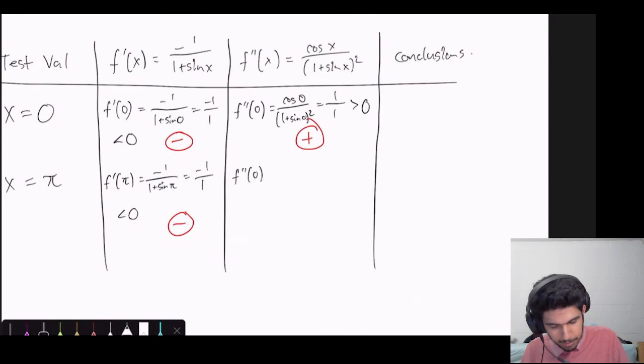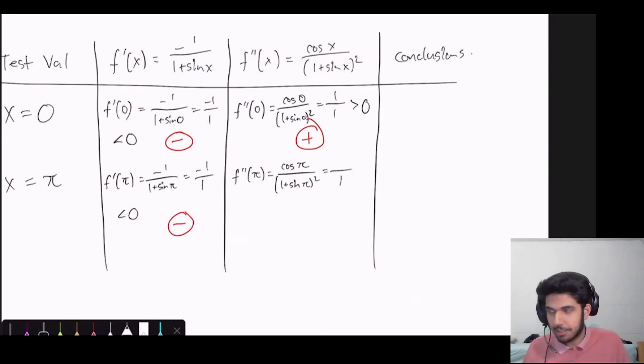Finally, F double prime of pi. That's equal to cosine of pi over 1 plus sine of pi squared. The denominator is pretty easy, that's still 1. Cosine of pi is negative 1, so we're less than 0 there. That gets a negative sign.